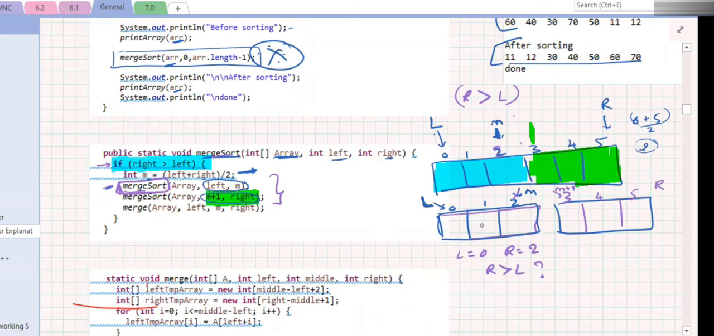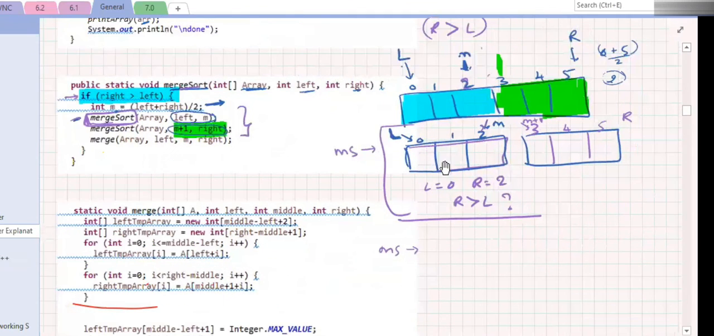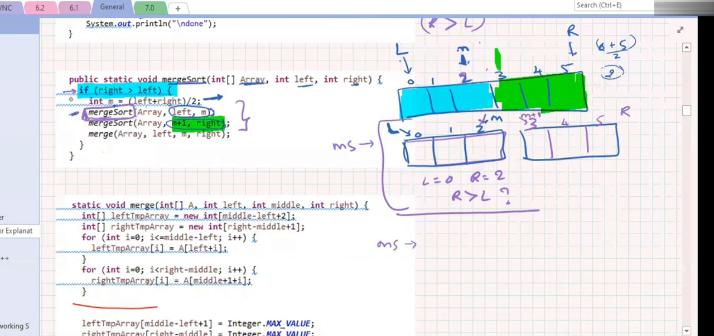So now you need to split this array. You will come back into this. This is your one merge sort function that you entered here. So again you are entering the merge sort function here, and from the top you have to check the conditions. First you check this condition: is your right greater than left? Same thing here.